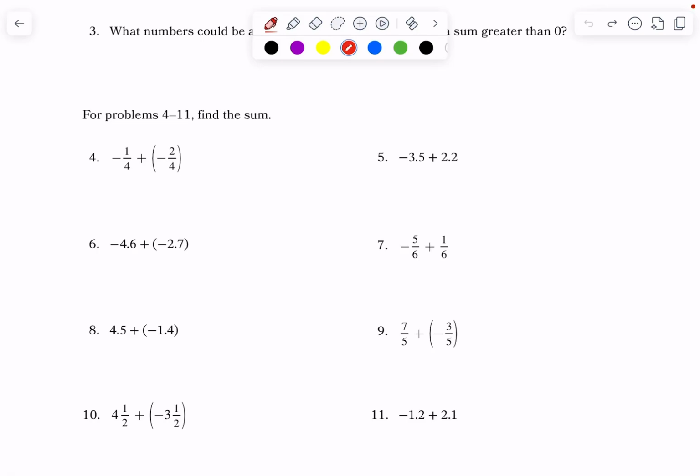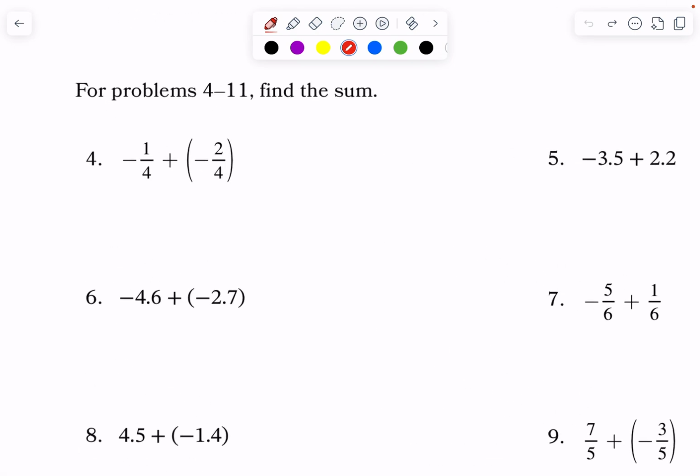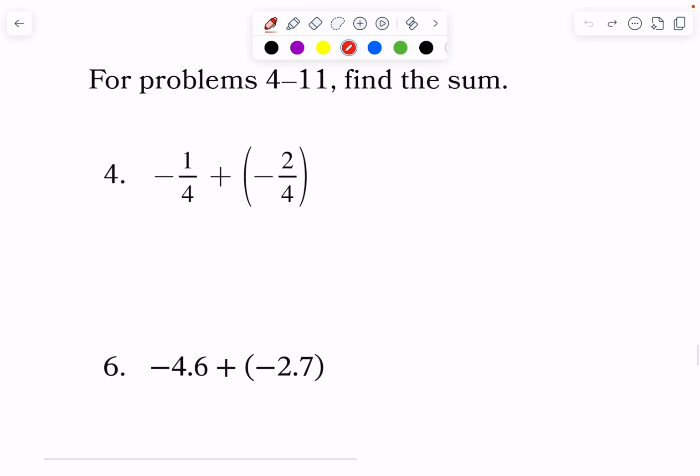Alrighty, homework help for lesson 11. So you only need to do problems 4 through 11. And we'll start with number 4. I'm not going to give away answers, but I am going to give some helpful pointers.